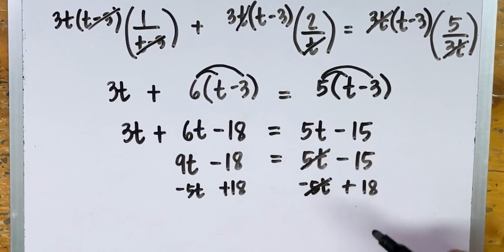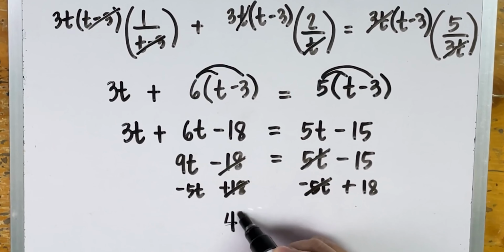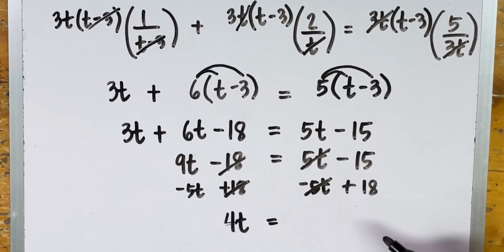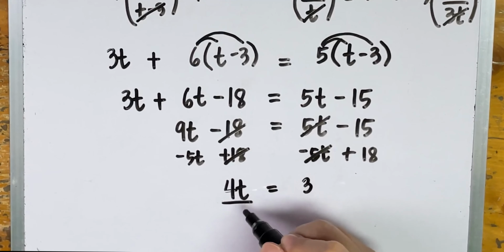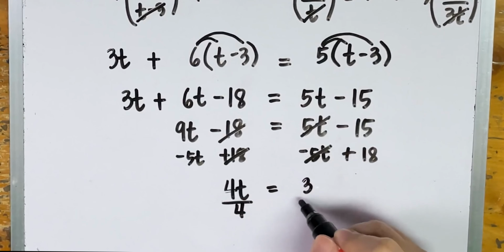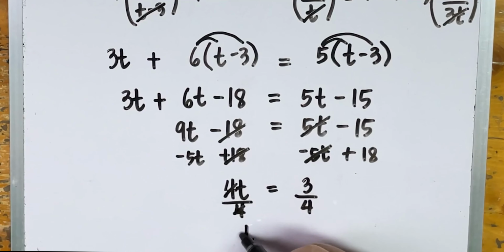This one is eliminated, and so is this. So 9t minus 5t gives us 4t equal to negative 15 plus 18 gives us 3. And we divide all of them by 4 to solve for t. So t now is equal to 3 over 4.